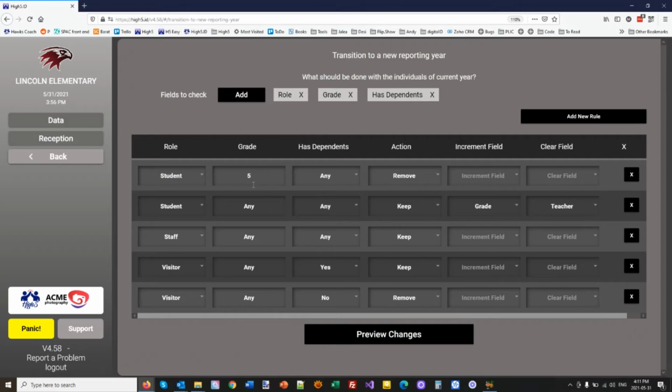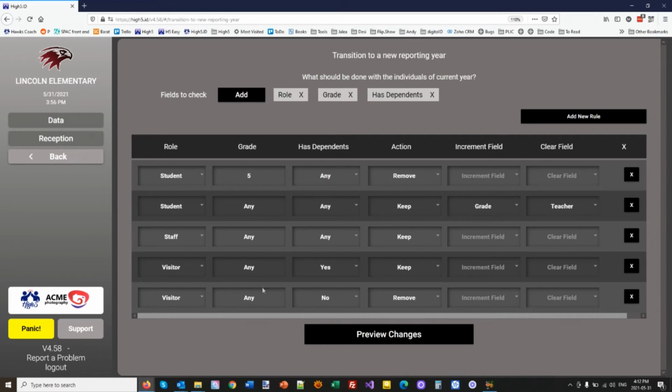Otherwise, if the grade isn't equal to 5, then it's 4, 3, 2, 1, or K, then keep them, but increment the field for grade. So the kid that was in grade 4 is now going to be in grade 5, and yes, if a kid was in K, they would now be in grade 1. Another thing that's going to happen to these kids who are not in grade 5 is that their teacher field is going to be cleared. Staff should survive. It doesn't matter what grade they're in. It doesn't matter if they have dependents. We want to keep them.